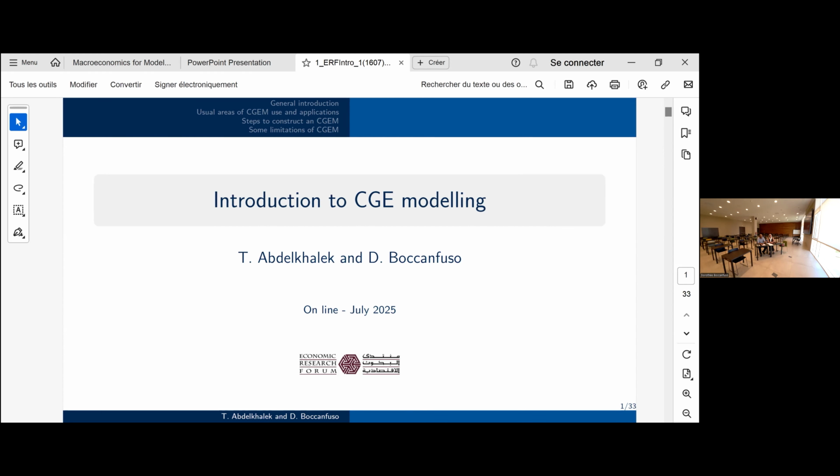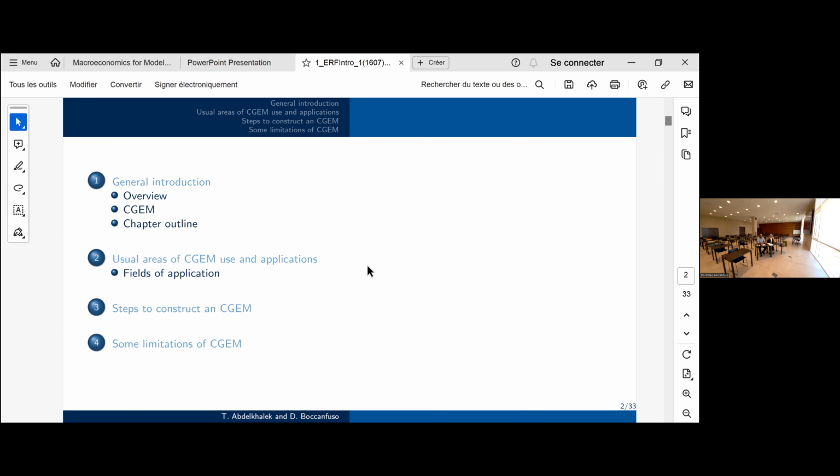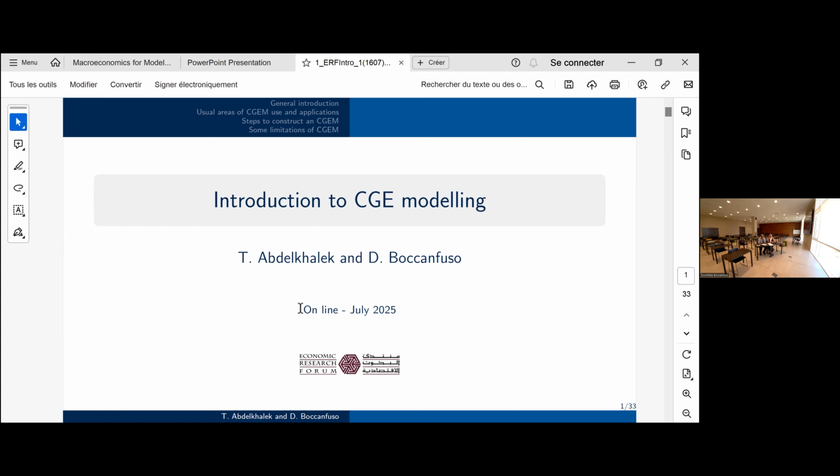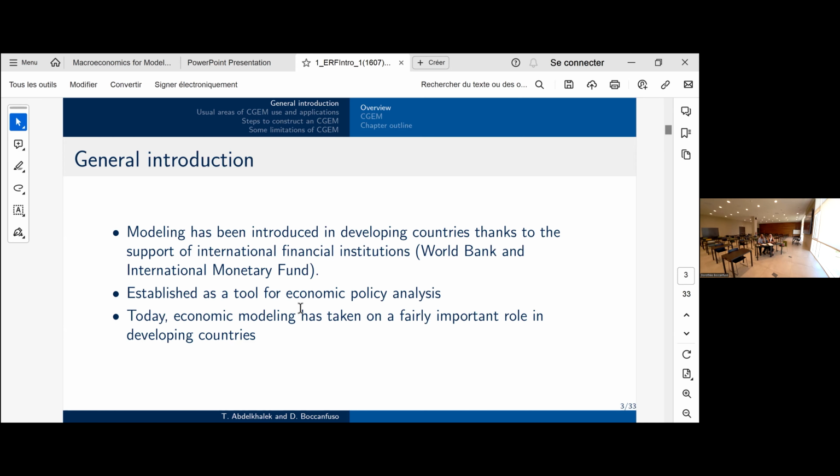For the introduction to these topics, we have to present the overview of the CGE model and the field of application where we have to use the CGE modeling, and we will see the steps to construct a CGE modeling and some limitations of that CGE model. If you have any question, you can just stop me and raise your hand.